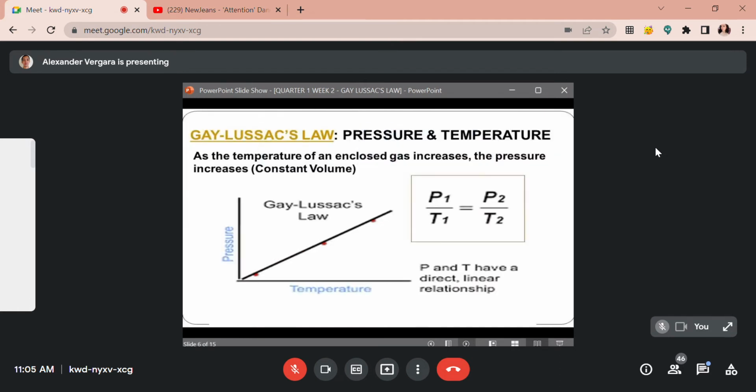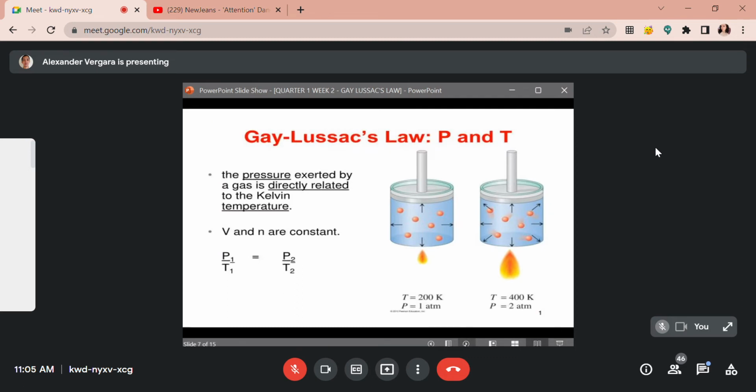So next, here is the graph if we're talking about directly proportional. This is the graph itself if it is directly proportional. As the pressure increases, the temperature will also increase, and vice versa. As you can notice in this figure, if the temperature decreases, then what will happen to the pressure?